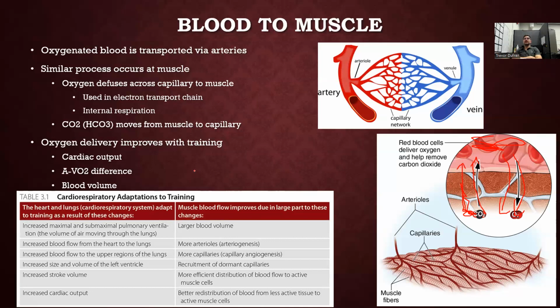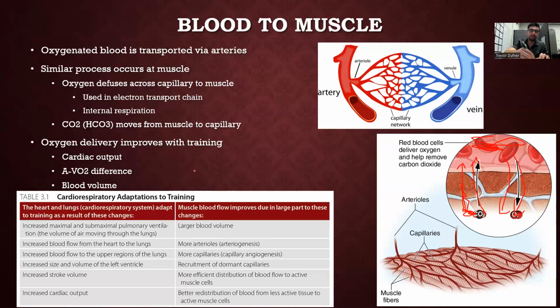So oxygen delivery can improve with training. We can improve our cardiac output. We can improve AVO2 difference, which means that we can essentially make our muscles more efficient at extracting oxygen from the bloodstream. If they're more efficient at extracting oxygen, that means the oxygen that's arriving there is more useful, as well as we have higher blood volumes. If we have higher blood volumes, it means we can carry more oxygen, and more oxygen means more ability to get that oxygen into the tissue. So we remember that these are both occurring by diffusion, but they are just occurring in the opposite manner.